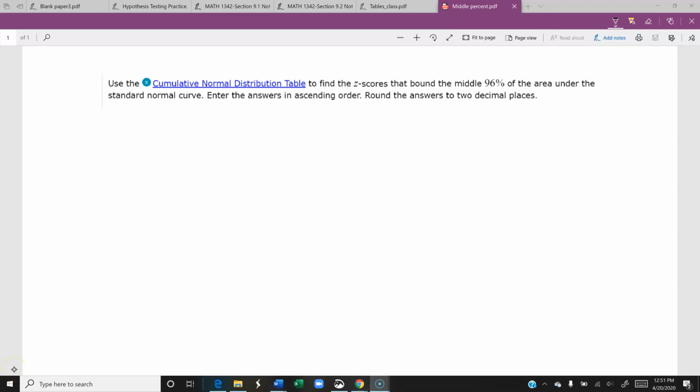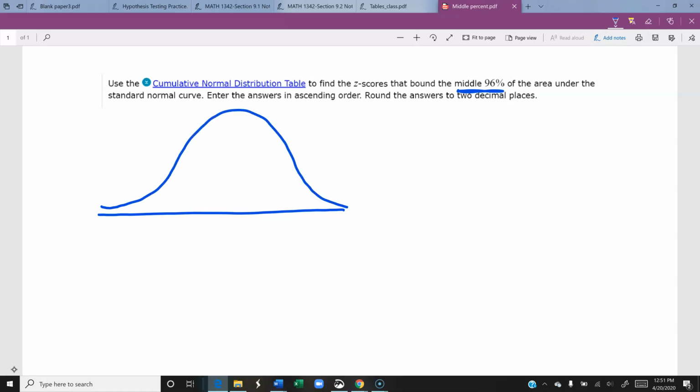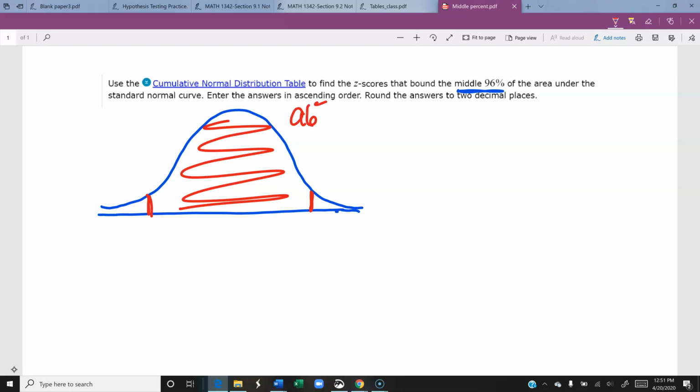Okay, I want to look at how to find the z-scores in which we bound the middle percentage. Now, percentages are going to change and everything else, but let's look at first our normal distribution curve, okay? And for instance, in this particular case, it says the middle 96%. So that means I'm going to cut it off, and in here is 96%.